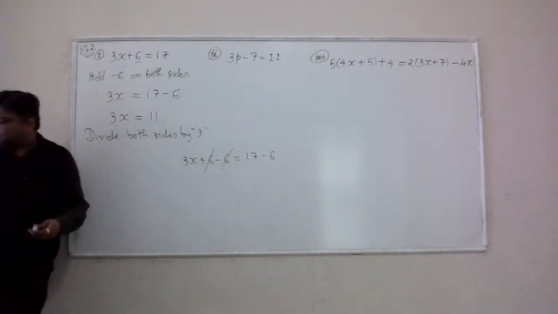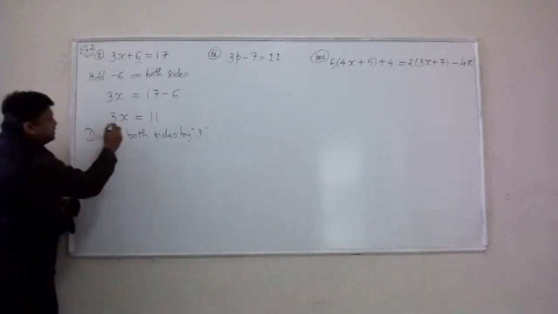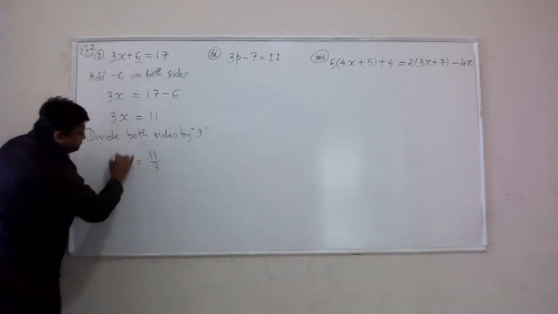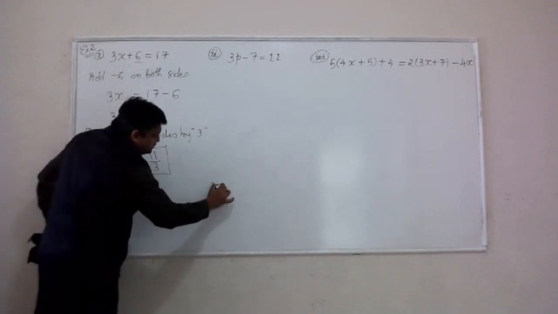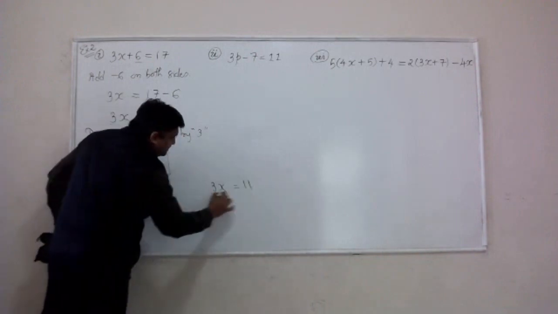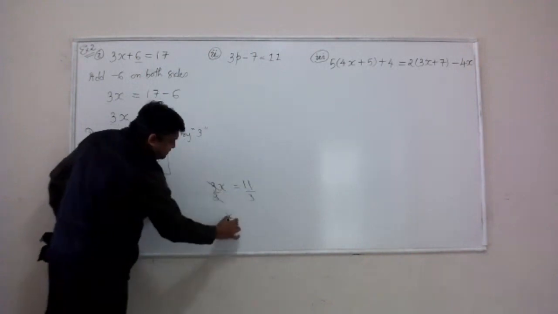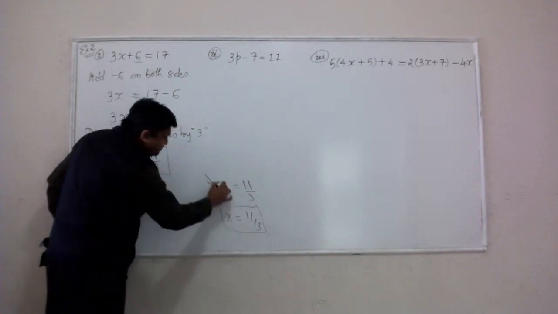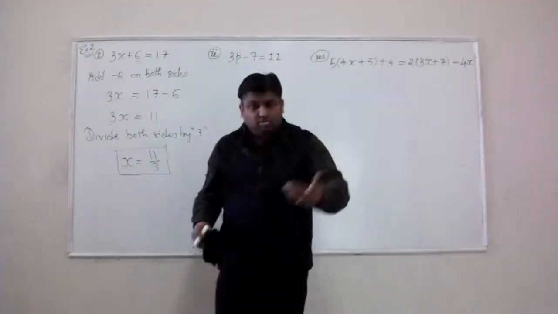Alright, if you divide both sides by 3, you are going to get x equal to 11 over 3. Again, there is no need to do the following: divide both sides by 3, cross this 3 out, and then do 11 over 3. No need to do such a thing. Alright, it was an intentional move.